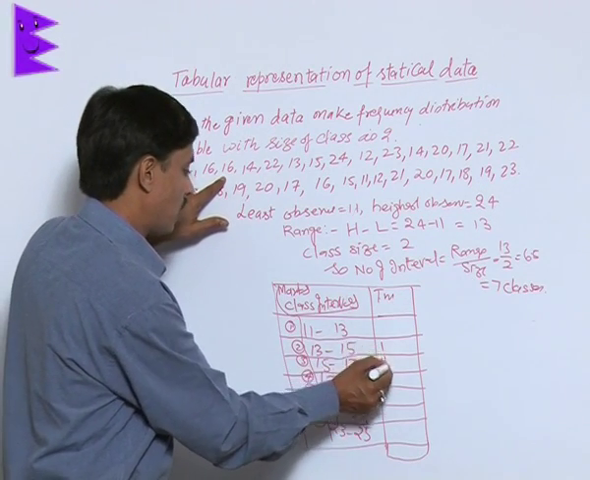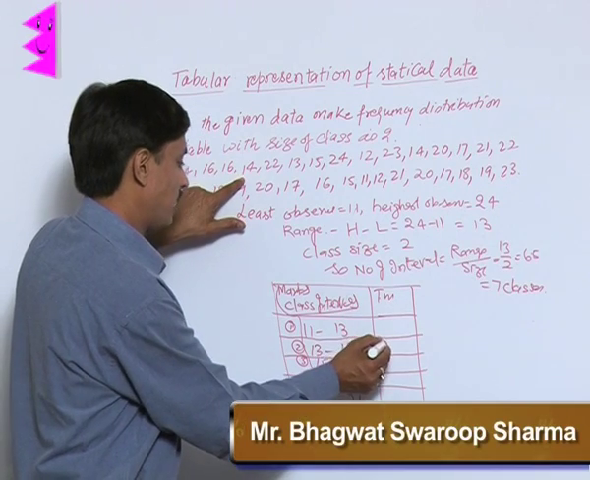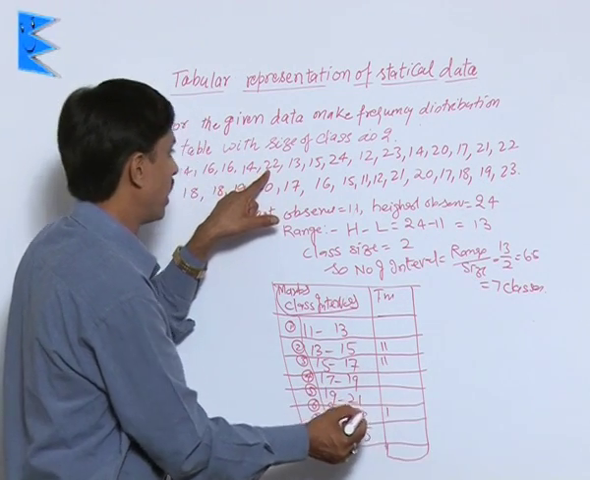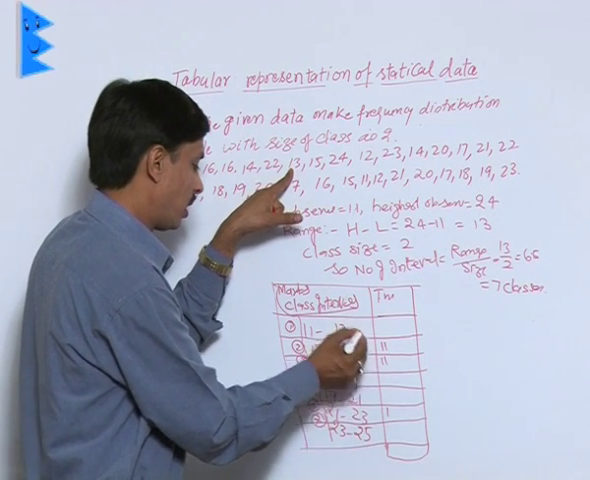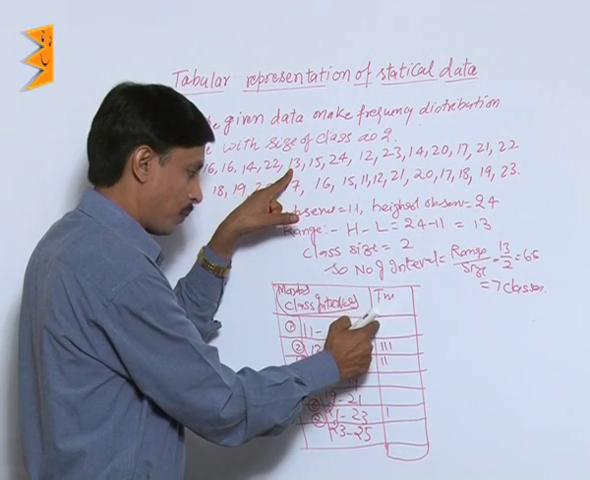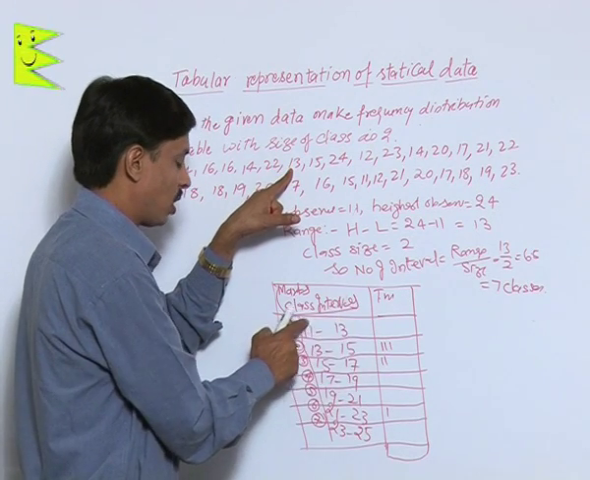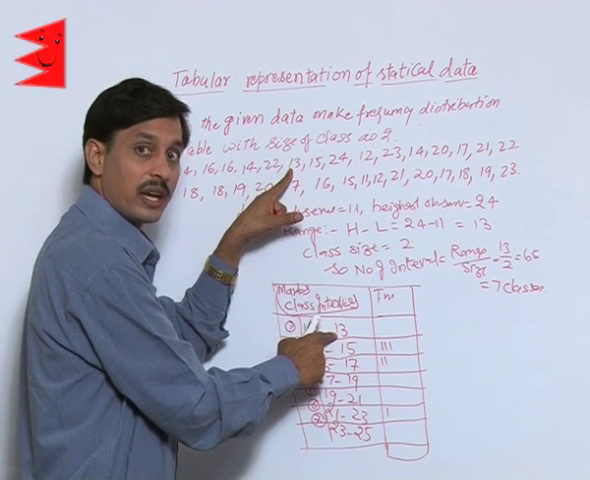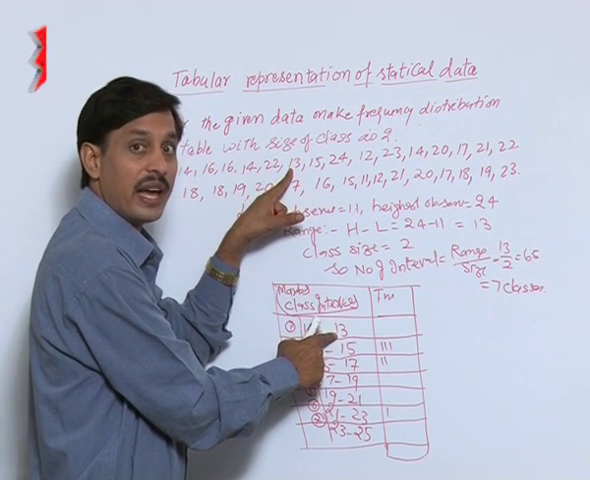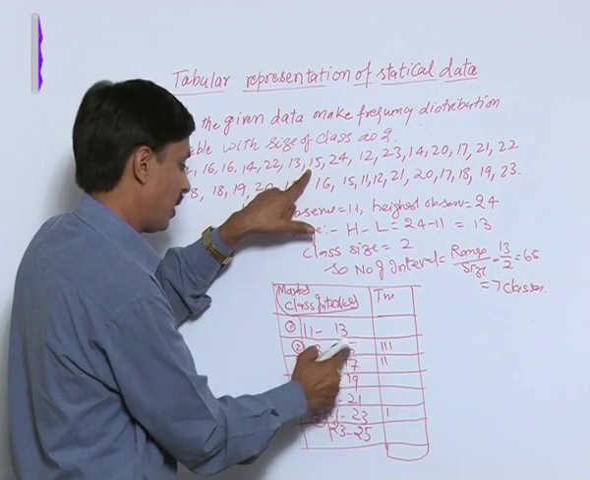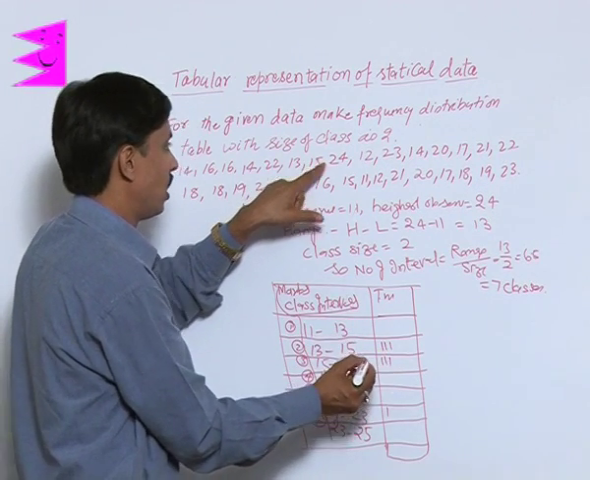Again, another tally mark. 14 is coming here, 22 comes here, 13 comes in the second. Sometimes students make a mistake and put it here, no, because it is exclusive. So 13 is excluded, and exclusives are also known as continuous. After 13, 15 is not here, it is in this.